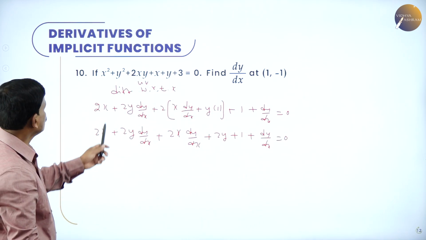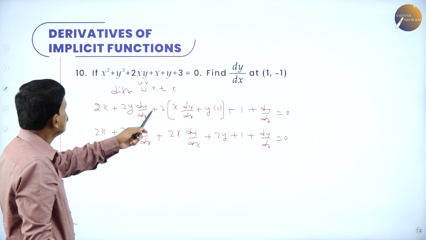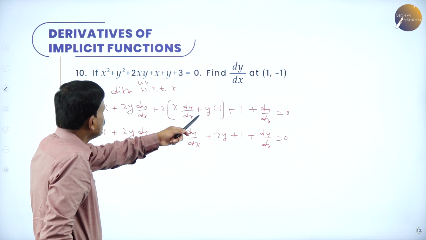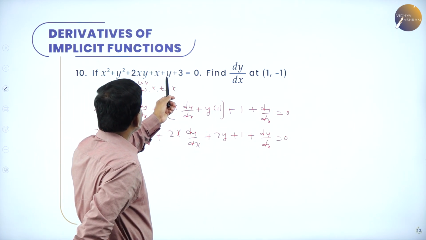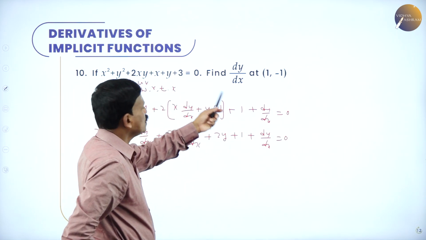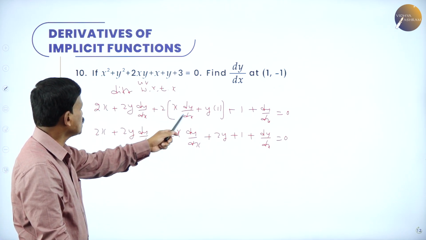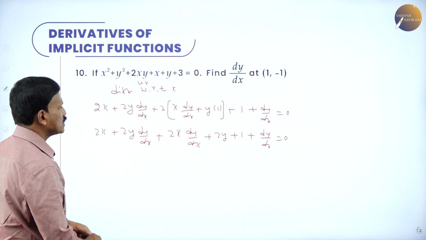Check. Differentiation of x square is 2x, y square is 2y dy by dx. This is the UV method, 2 constant. First function x into differentiation of y is dy by dx, plus y into differentiation of x is 1, plus derivative of x is 1, plus derivative of y is dy by dx. 3 is constant, so 0 is equal to 0. Now multiply by 2: 2 into x is 2x dy by dx, 2 into 1 is 2y, plus 1 plus dy by dx.